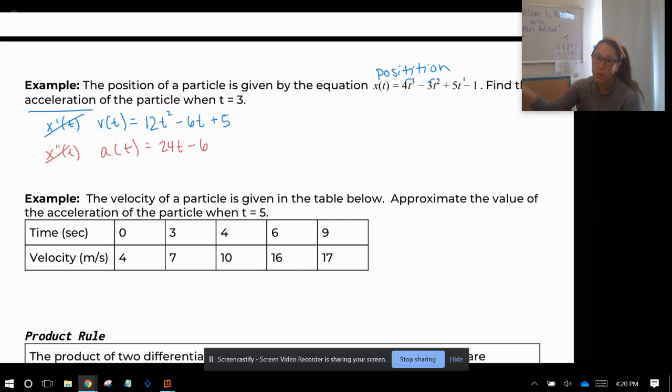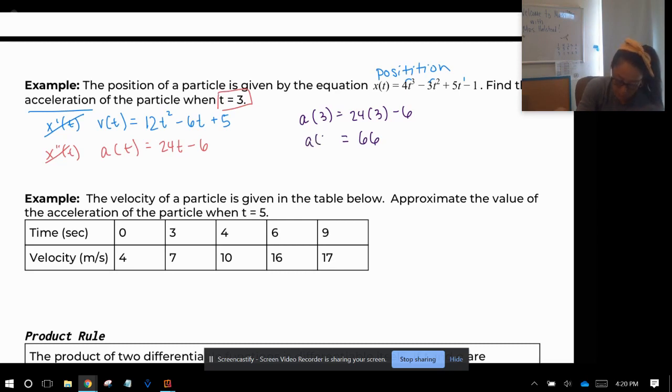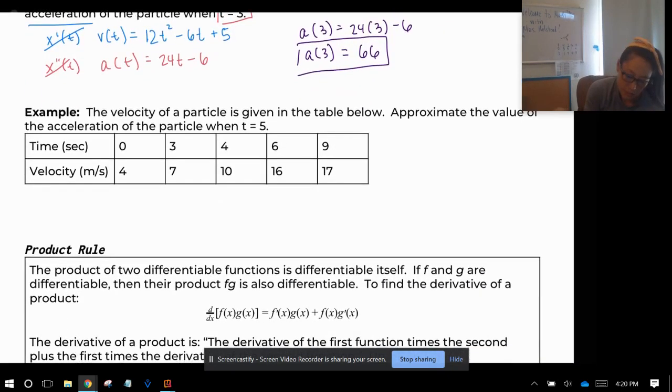So when are we evaluating the acceleration? At t equals 3. So I'm going to go ahead and plug that in. A of 3 is equal to 24 times 3 minus 6, which gives us 66. There were no units, so we don't have to worry about that. All right, so the acceleration at time 3 is equal to 66.